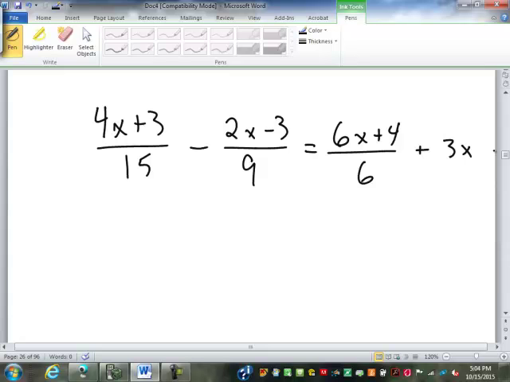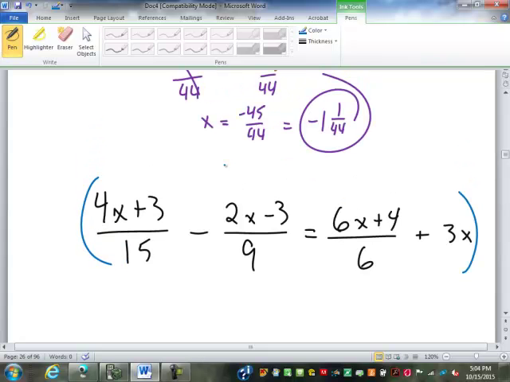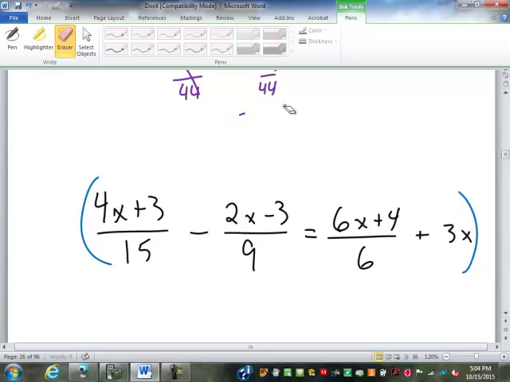What's going to happen here? Common denominator will be... 45 won't quite work for 6. So how do we find that if we don't see it right away? Do you remember the process? Do factor trees. So we have 15, 9, and 6.